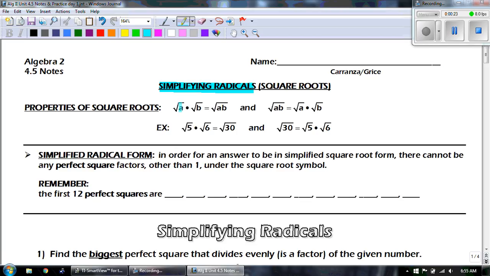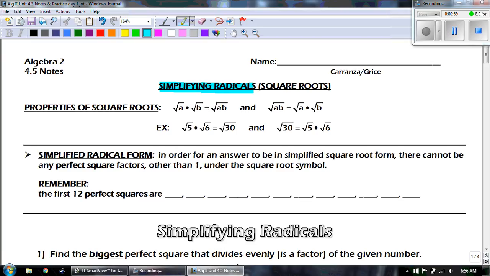If we take two things under the square root, a times b, they would equal the square root of a times the square root of b. Like our example, the square root of 5 times the square root of 6 equals the square root of 30. So if I can multiply them to get to 30, I can also break them back up again. So the square root of 30 is the square root of 5 times the square root of 6. So what we're going to be doing today is simplifying radicals.